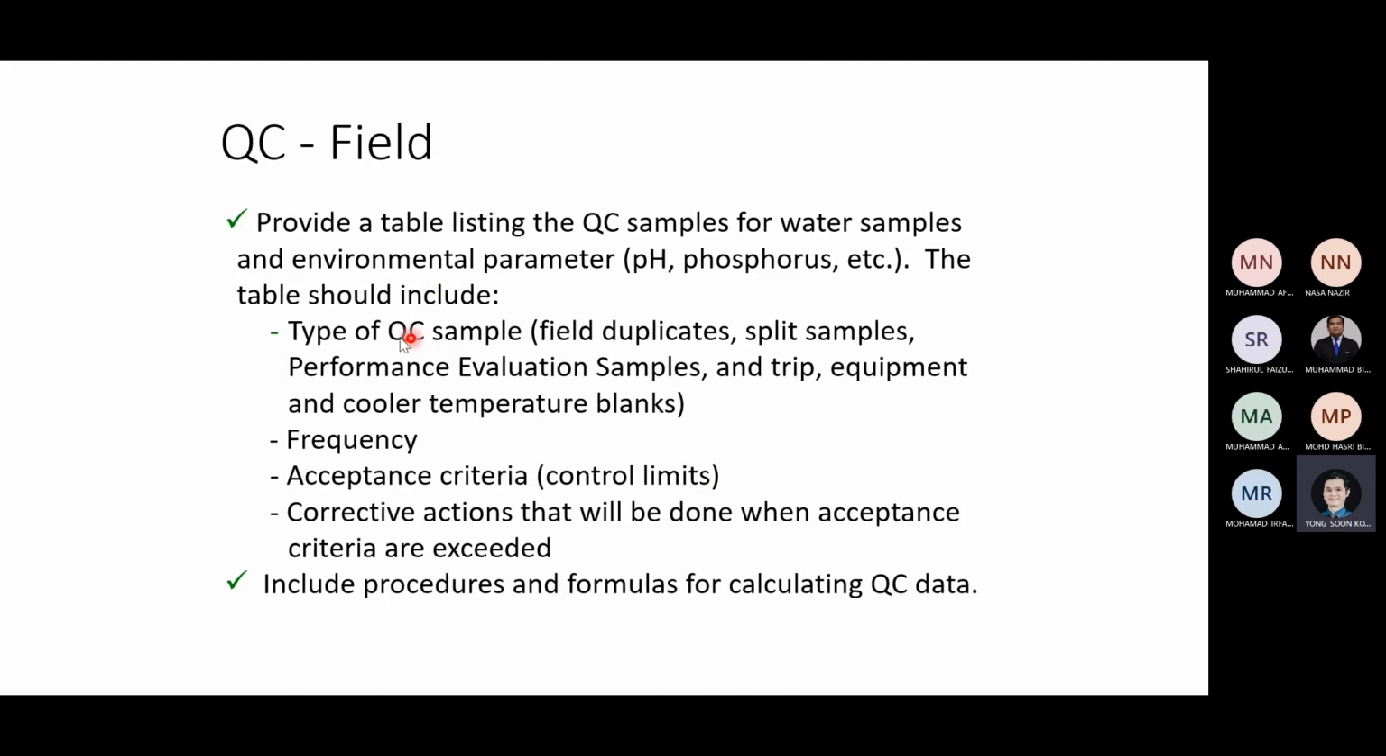Now these are field duplicates, which I'll explain in a minute. Field duplicates, split samples, performance evaluation samples, trip, equipment and cooler temperature blanks. So blanks, spike samples, duplicates, a lot of these things. On top of that, inside the table you might also need to note down the frequency of sampling, the acceptance criteria, the control limits, and the corrective actions to be done when acceptance criteria are exceeded. So these are like the countermeasures.